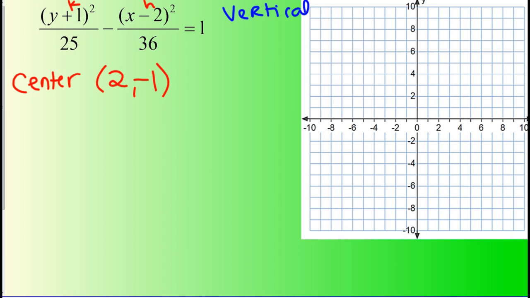Because if you start with your center wrong, you would still count things out properly and label everything properly, but your center is going to be off. So you need to be very, very careful.